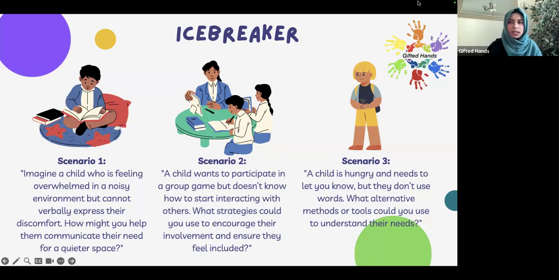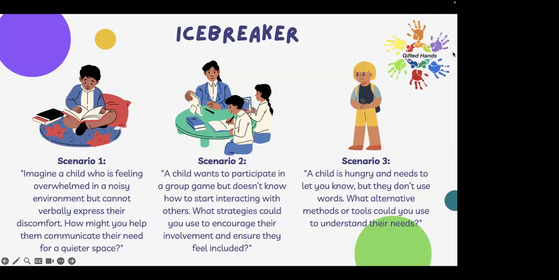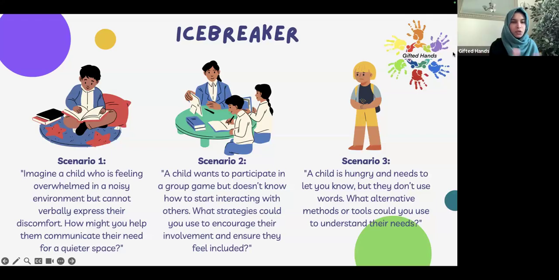I'll allocate 5 minutes for this so that you can take some notes and prepare some resources. However you want to do it, you can do it and let me know your ideas and your plans. You can choose any of the 3 scenarios, and I'll be calling out a few names. Once you are done, you can raise your hand with the feature that's available on Zoom, and I'll call a few names that have raised their hands.